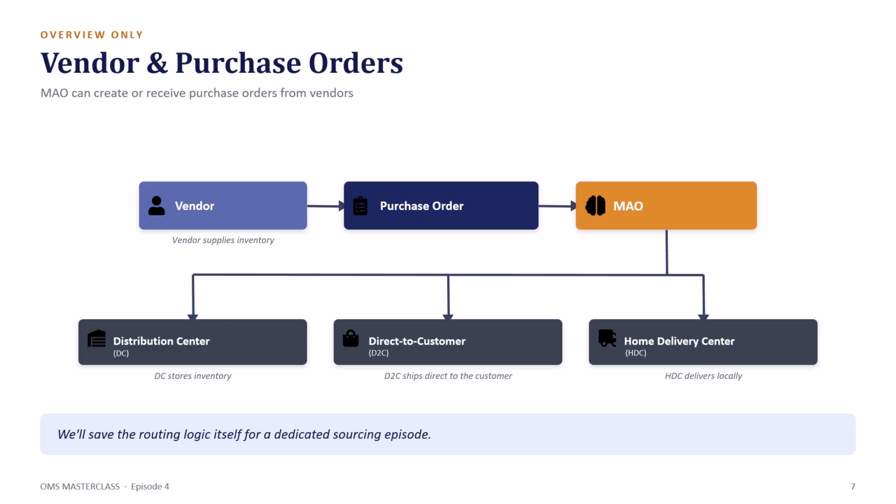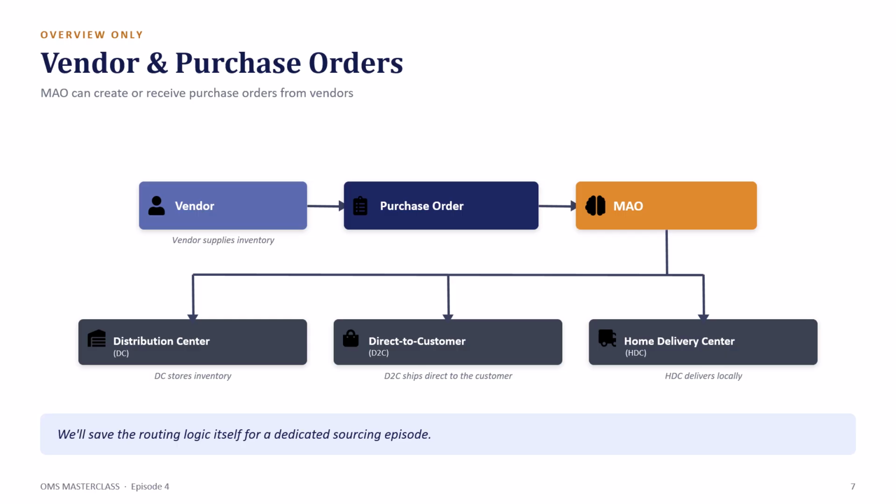Now let's look at one more important flow in the retail ecosystem. Sometimes, the inventory you need isn't already available inside the retailer's network. That's where vendors come into the picture. A vendor is simply the supplier who provides products to the retailer. Whenever inventory needs to be replenished, a purchase order or PO is created. This tells the vendor what products need to be supplied and in what quantity.